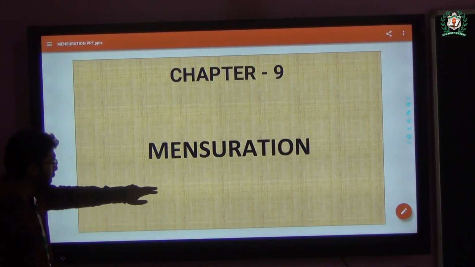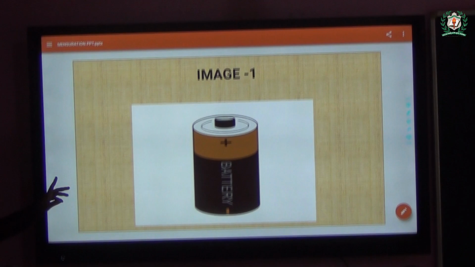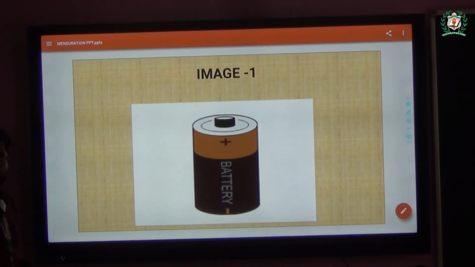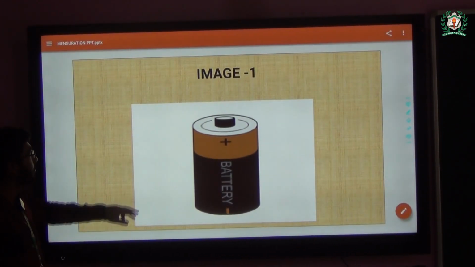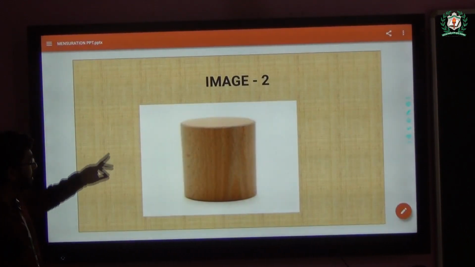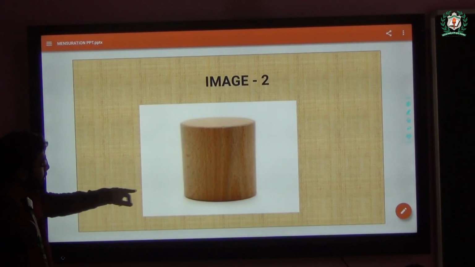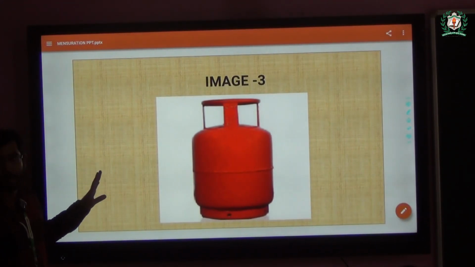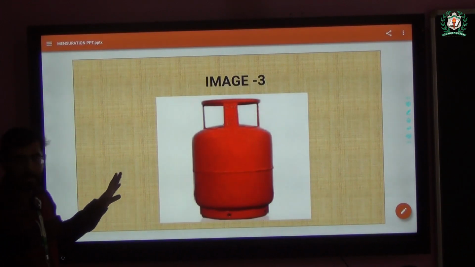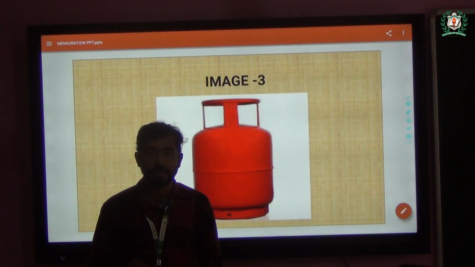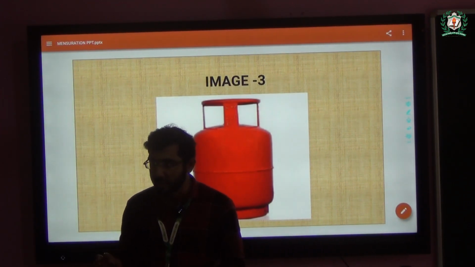Okay, so first see some pictures. That is image 1. You start guessing what will be our topic today. That is image 2. Can you guess? So that is our topic. What is that? Cylinder. So in mathematics we call it a right circular cylinder.